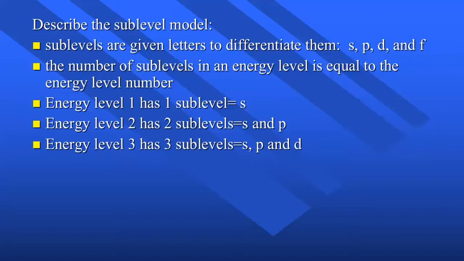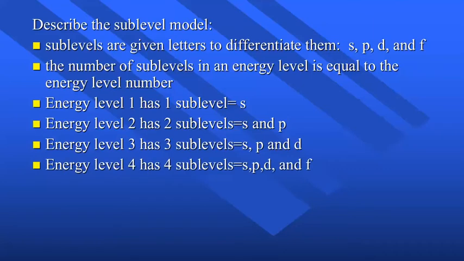The third energy level has how many? 3. That's right. You guys are seeing a pattern. S, P, and D. What about the fourth energy level? S, P, D, and F. The fifth energy level will have how many neighborhoods? 5. S, P, D, F, and? No, you can't start all over again. Come on, there's a pattern. S, P, D, F. What comes after F?